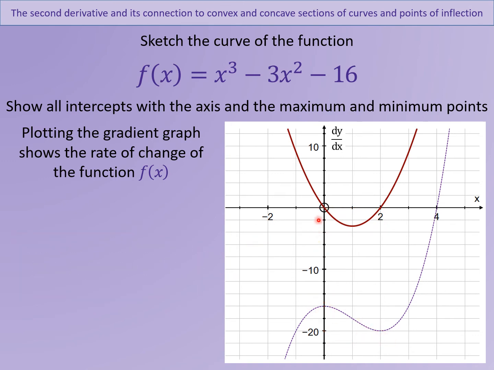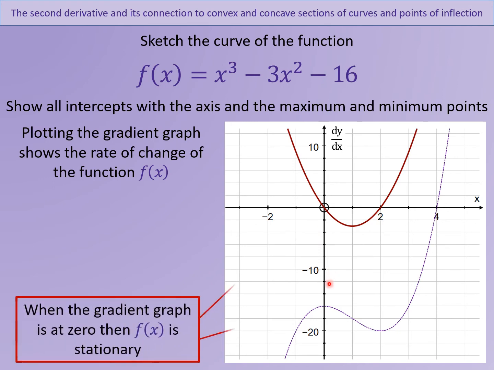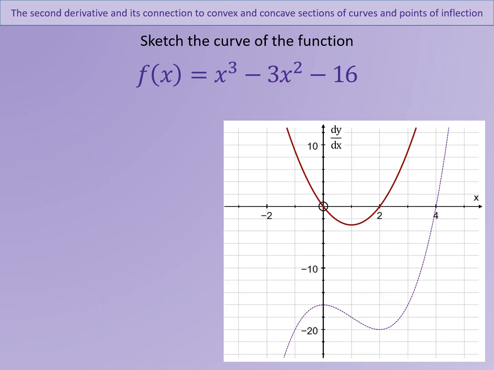And then the other point that is probably worth noting is that when the gradient is 0, there and there, is when you have a stationary point. So if you have the gradient graph, you know from the gradient graph when a graph is going up, when a graph is going down, and when a graph is turning, is stationary. Okay, so we've investigated what the gradient graph does in relation to the original function.